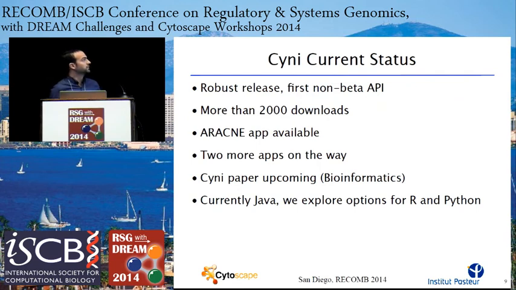Just to end my presentation, the current status is that we have right now a very robust release of Cyni with the first non-beta API, so we are committed to keeping backwards compatibility with that. We already have more than 2,000 downloads. The ARACNE app is already available, 2 more apps are on the way, and a Cyni paper is upcoming. And if you were wondering, yes, all the apps in Cytoscape are implemented in Java, so that's currently the language that you need to use, but we are exploring options for R and Python.